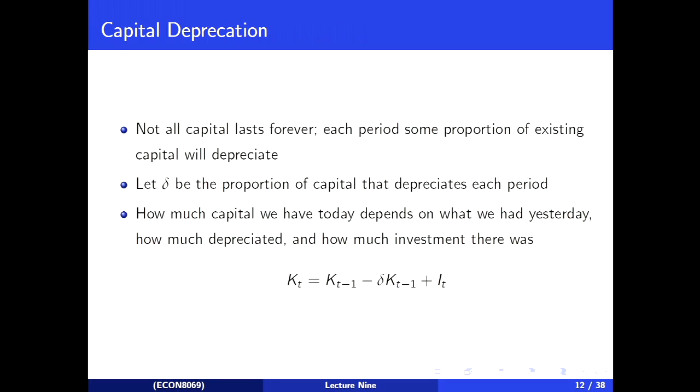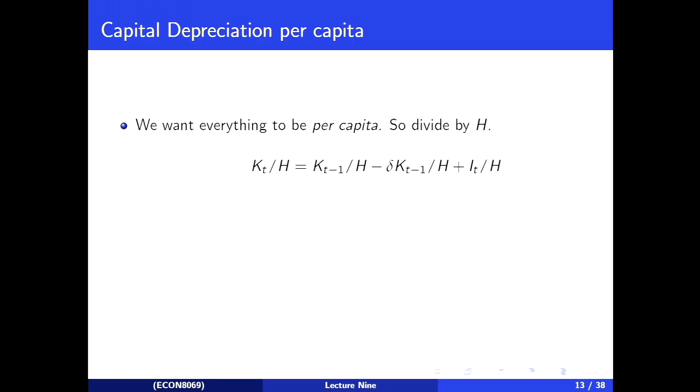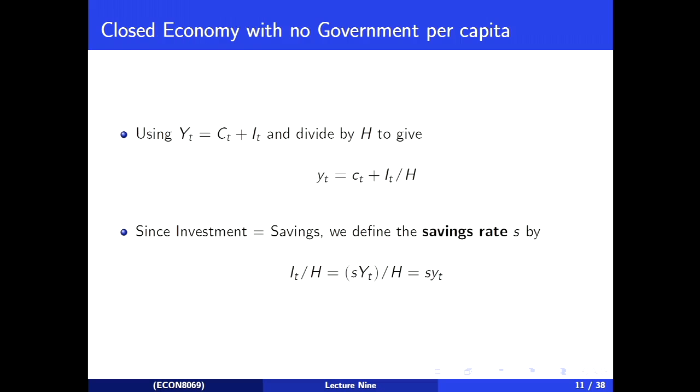And as before, we want everything to be in per capita terms because I think it's nicer. So we divide everything by h. This is where our assumption that h is constant in time becomes helpful. We divide everything by h. Again, k sub t over h is just little k sub t. K sub t minus 1 over h is just k sub t minus 1. Delta is just delta times that. And this I over h is just s times little y, because I over h is just s times little y.